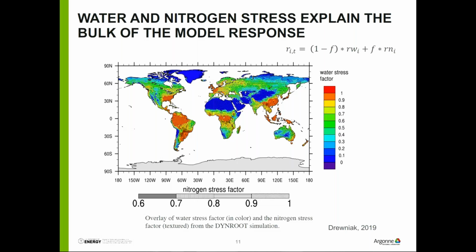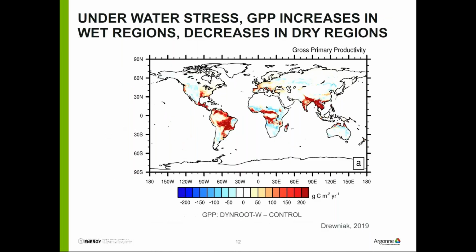So what happens when we run our sensitivity study and we tell the model to pretend that it has more stress? Now we're taking that F and we're making it 0, so all of the weight is going into soil layers that have water. Now we see the exact opposite change.